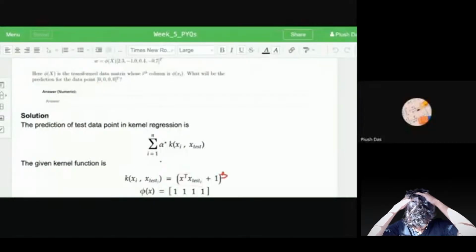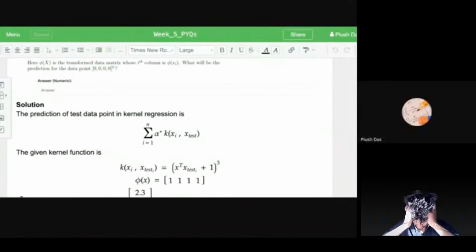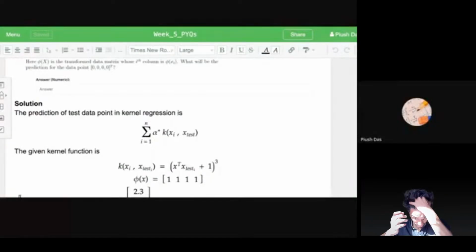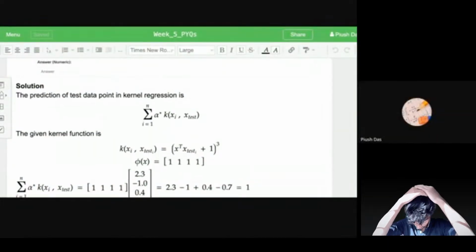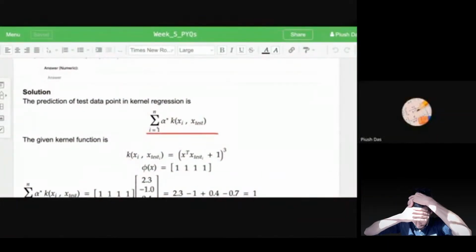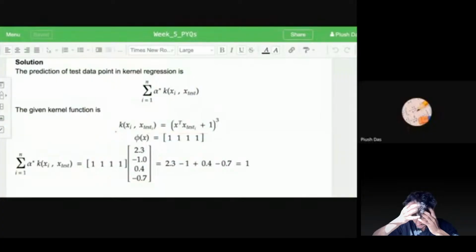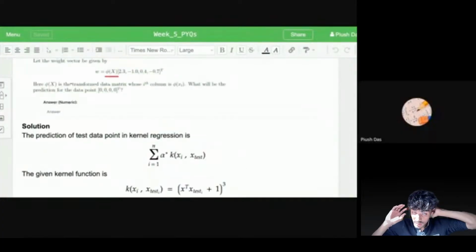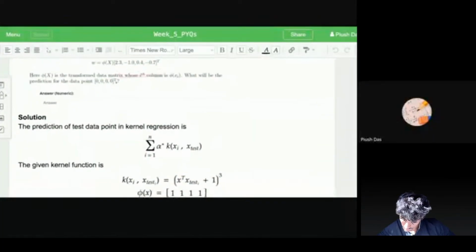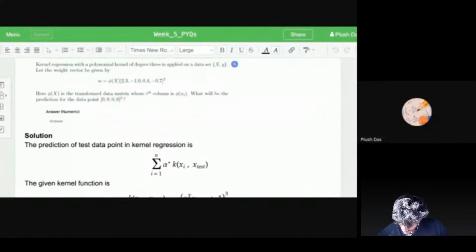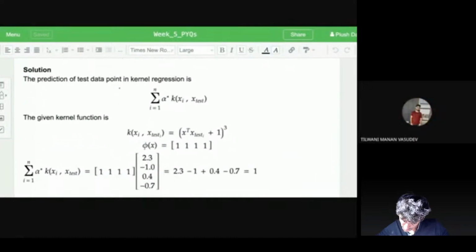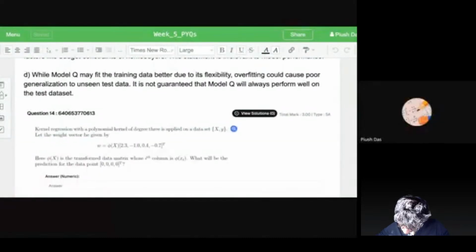There are four data points, so this matrix phi(x) will be 1 1 1 1. Up to this part clear? Okay. Now we'll put that into our formula. We know our phi(x) and this is given to us, right? So now alpha star is given to us. What is alpha star, sir? The formula for calculating alpha star is K inverse y. And how do we calculate K? Anyone?